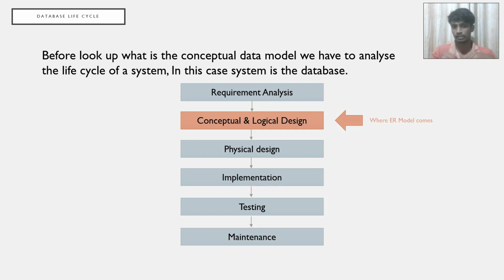Then we come to conceptual and logical design. Then we design a corresponding ER model for those objects and the interrelations between those objects. So what you have to identify is that a conceptual data model means an ER data model, and an ER data model is basically a blueprint or a map, a representation of a DBMS or database.